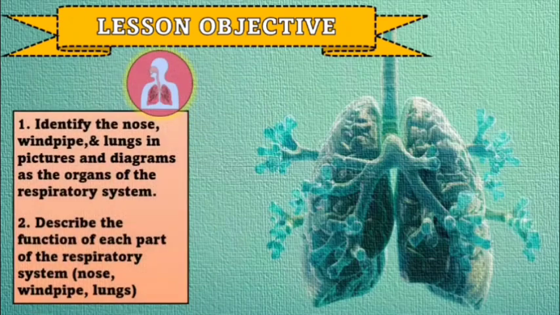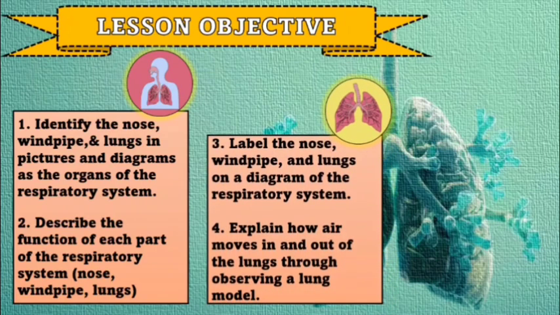The lesson objectives are the following. Number 1, identify the nose, windpipe, and lungs in pictures and diagrams as the organs of the respiratory system. Number 2, describe the function of each part of the respiratory system, the nose, the windpipe, and the lungs. Number 3, label the nose, windpipe, and lungs on a diagram of the respiratory system.